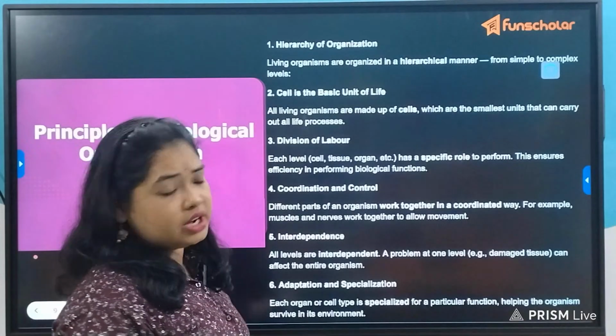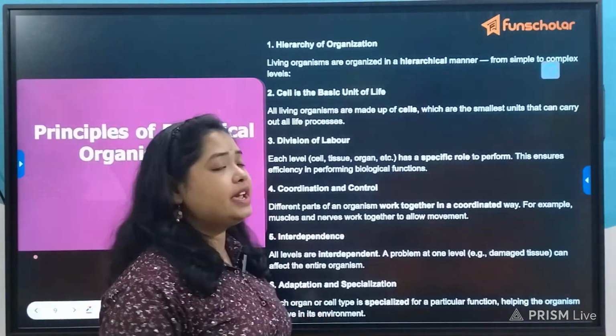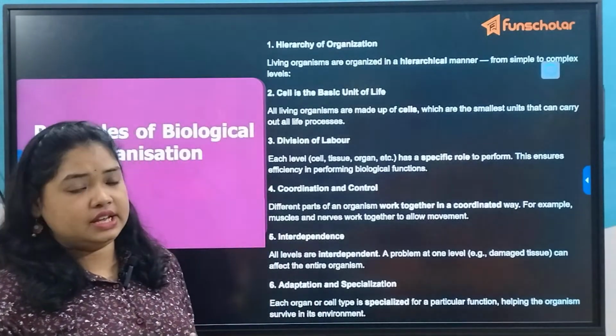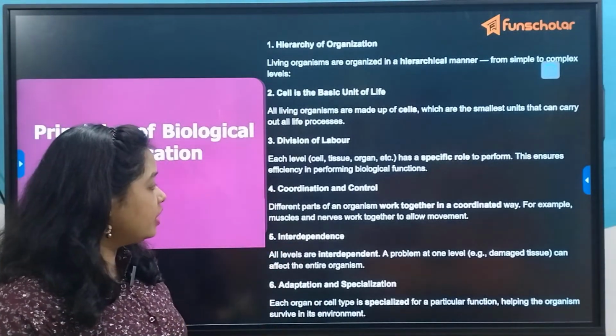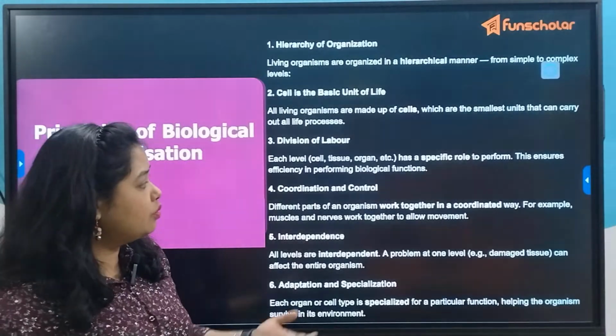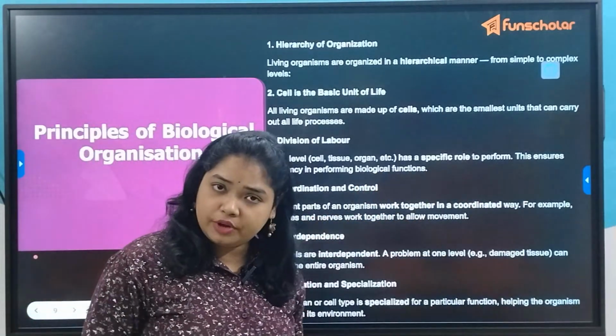Then there is the division of labor. This is very important, and also the reason why hierarchy is necessary. What is division of labor? That means each level will have a specific role to perform.